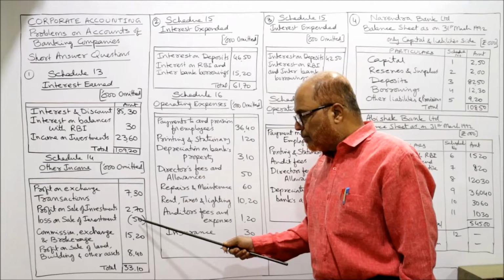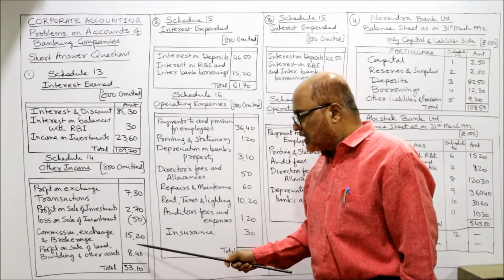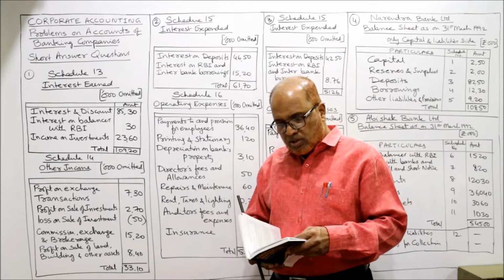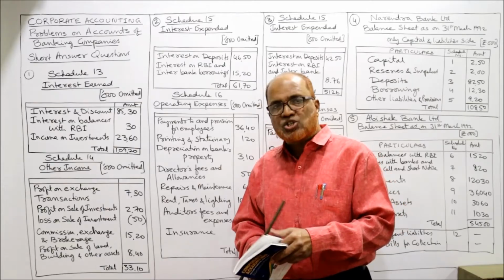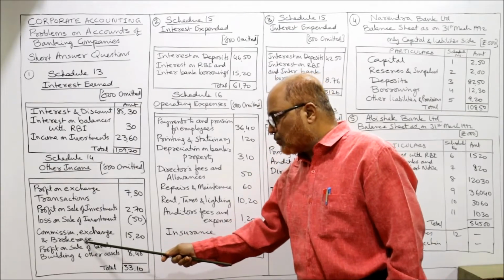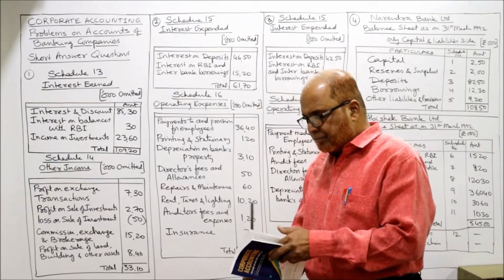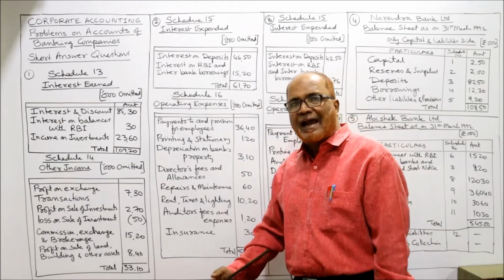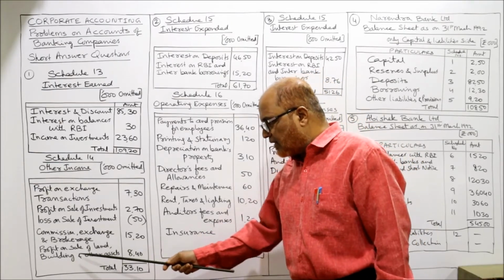730 plus 270 minus 50 plus 1530 plus 850. Then loss on sale of investment, profit. Commission, exchange and brokerage. This is also one of the other income. Next income is profit on sale of land, building, other assets.